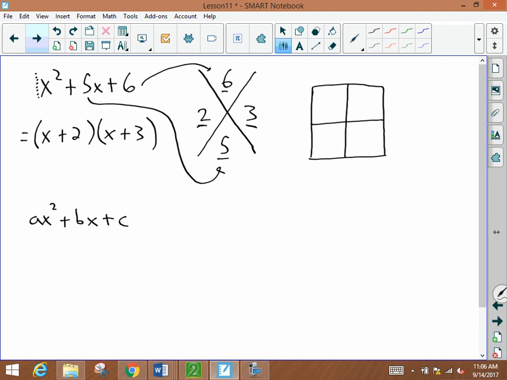But I want to show you how to use this box. The way it works is my x squared goes there, so I'm putting this term there. My c term is going here. And then I'm going to take the 2 and put it here and the 3 here, or vice versa, it doesn't matter. But I've got to give them an x. The 2 that I'm talking about is this 2, and the 3 is that 3.